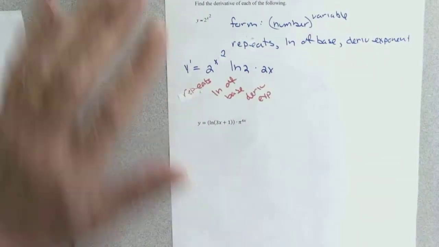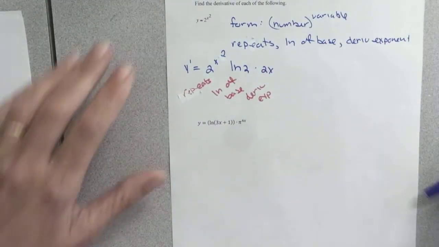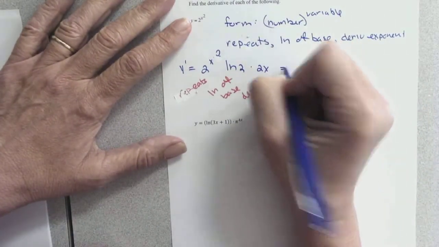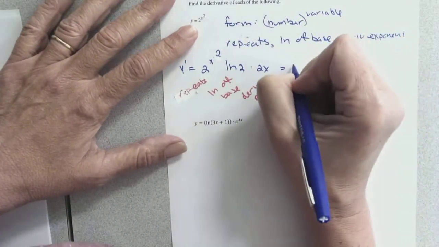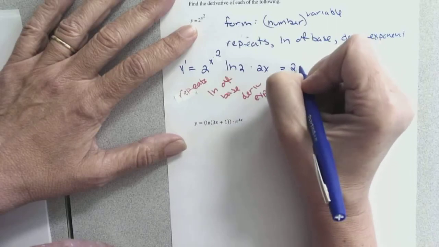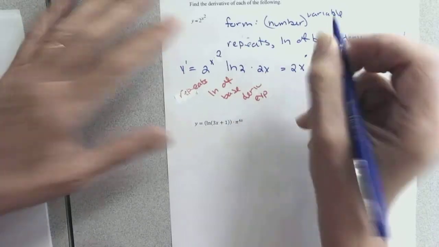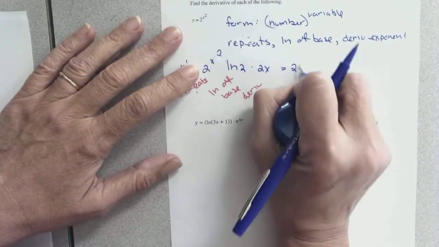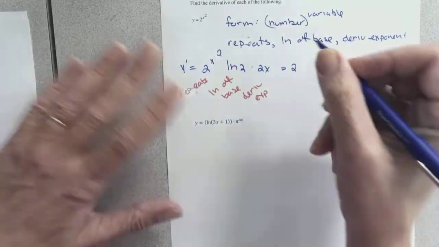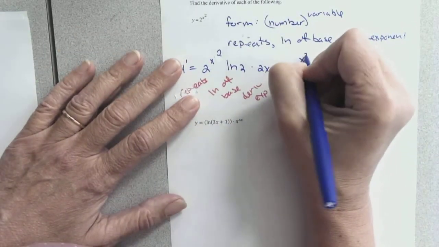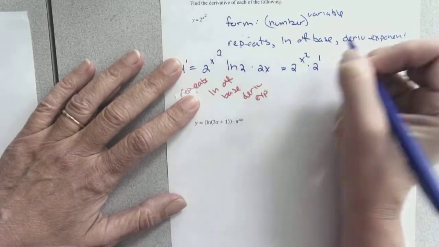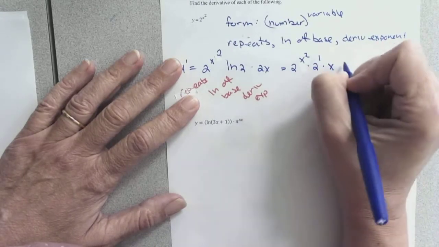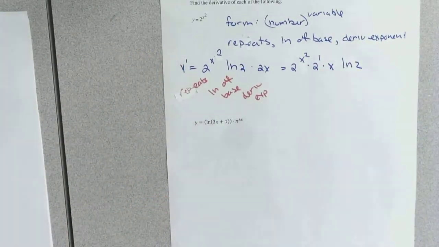Now I'll be perfectly happy and wonderful with that answer, but I'm going to do just a little bit of rewriting here. So I'm going to have 2 to the x squared. Like I said, I'm happy with that answer right there. But 2 to the x squared times, very specifically, 2 to the first times x times natural log of 2. So all I did was a little bit of rewriting.